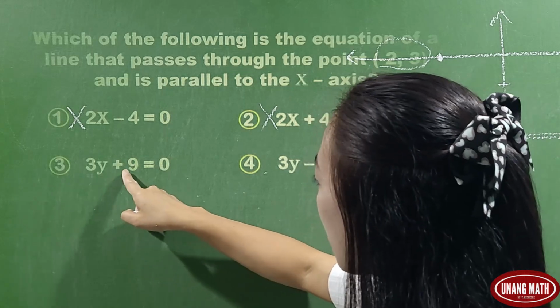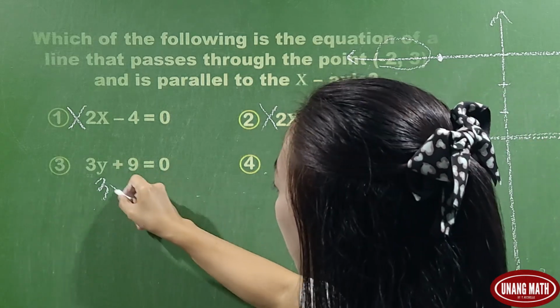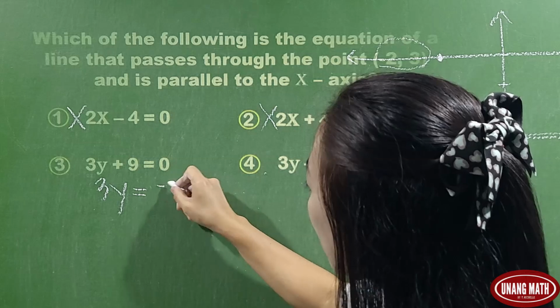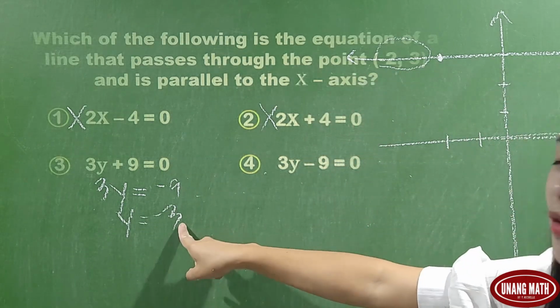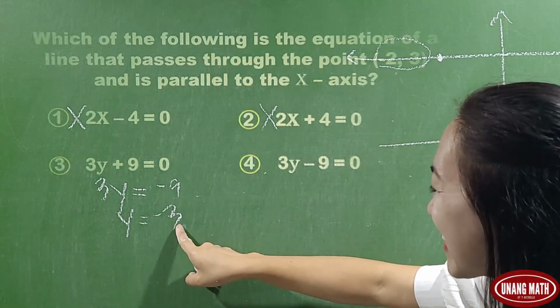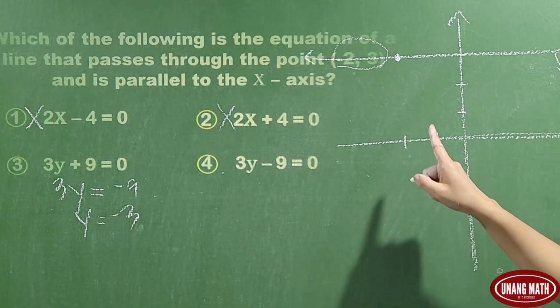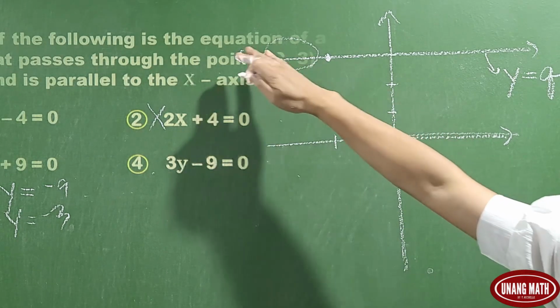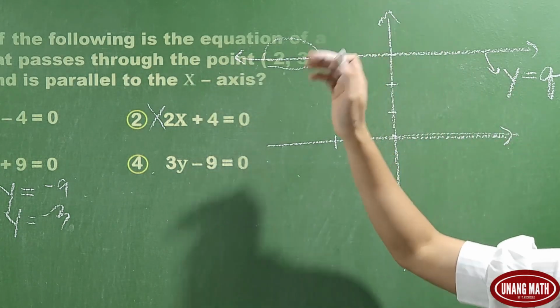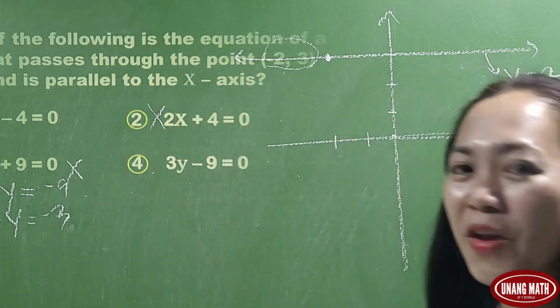Okay, let's simplify 3y plus 9 is equal to 0. So this is 3y is equal to negative 9. So that means y is negative 3. So all the y coordinates are negative 3. Negative 3 is below our origin, but the graph is above the origin. So this is not the equation we're looking for.